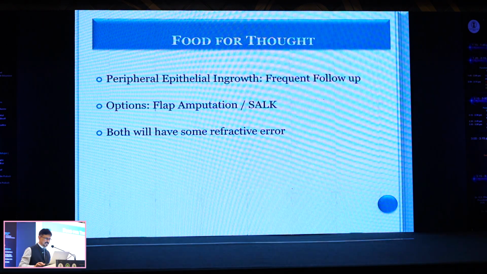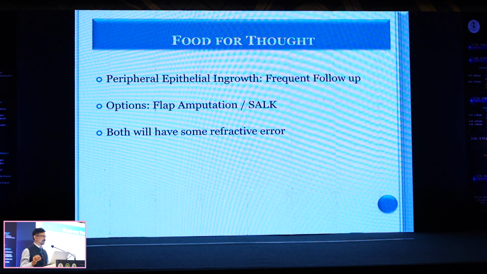So these are some of the interesting scenarios, I thought. The food for thought is that if you have a peripheral epithelial ingrowth, the frequency of follow-up should be increased. We should not just think that it's in the periphery, so it will not come into the center, and once the patient comes to us with some problem, only then we will manage. We should frequently follow up these patients, because if it proliferates, it can cause flap melt. And if there's a flap melt, then you cannot keep the same flap. You have to debride the epithelium, but you cannot keep the same flap, because there is risk of recurrence of flap epithelial ingrowth.